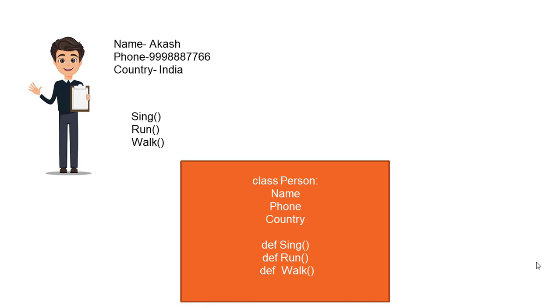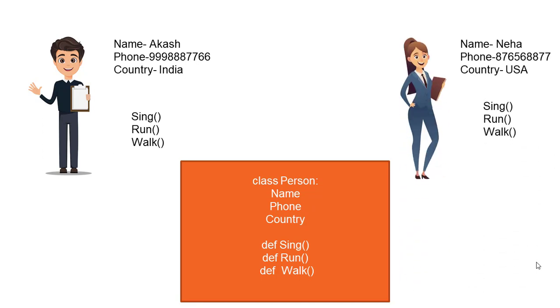Can we create multiple objects of a class? Definitely yes. I can create multiple instances or multiple objects of a class. With the same class, I can create another object, but this time I can feed another data. I can put another name, another phone number, and another country. And this object will have the same properties, or I will say behavior or methods, which is sing, run, and walk. I'm just giving you two objects right now, but there's no limit. You can create n number of objects from this class.